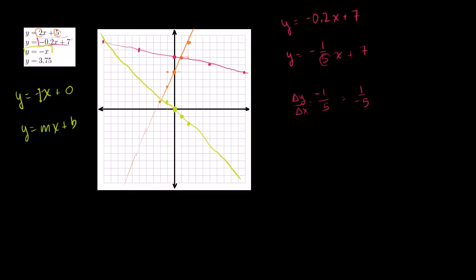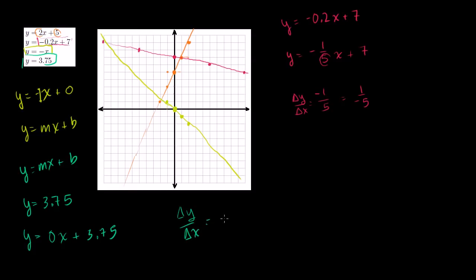Now I'll do one more. Let's do this last one right here. y is equal to 3.75. So now you're saying, gee, we're looking for y is equal to mx plus b. Where is this x term? It's completely gone. Well, the reality here is this could be rewritten as y is equal to 0x plus 3.75. Now it makes sense. The slope is 0. No matter how much we change our x, y does not change. Delta y over delta x is equal to 0.